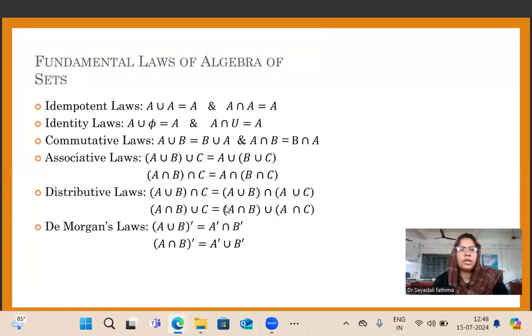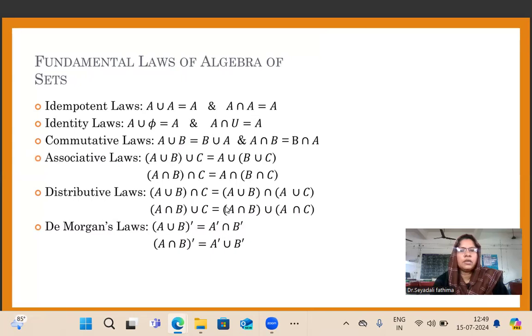Now we see the fundamental laws of the algebra of sets. First one, the idempotent law: A union A is equal to A and A intersection A is equal to A. Next, identity law: A union empty set equals A and A intersection U is equal to A. Next, commutative law: A union B equals B union A and A intersection B is equal to B intersection A.